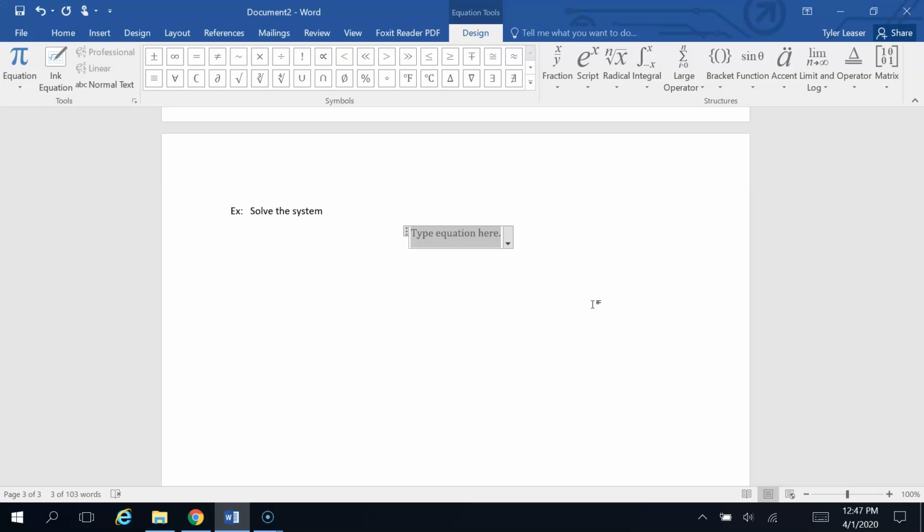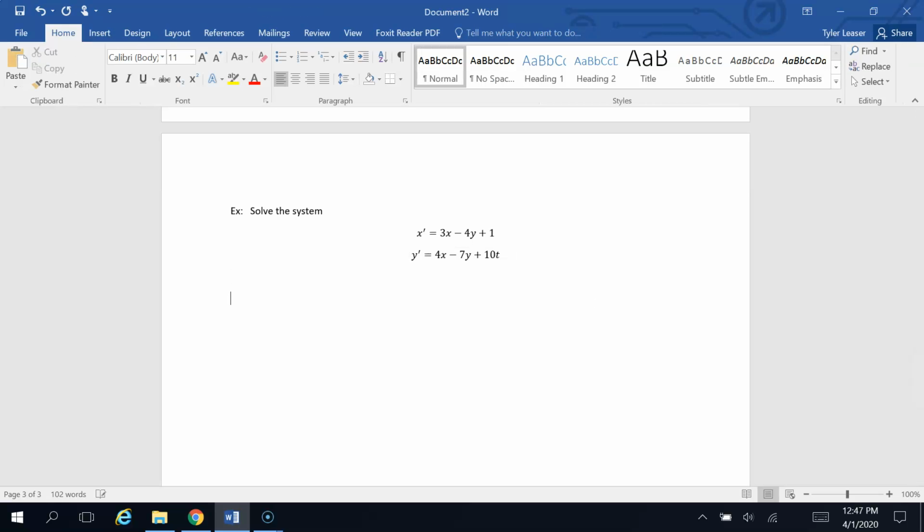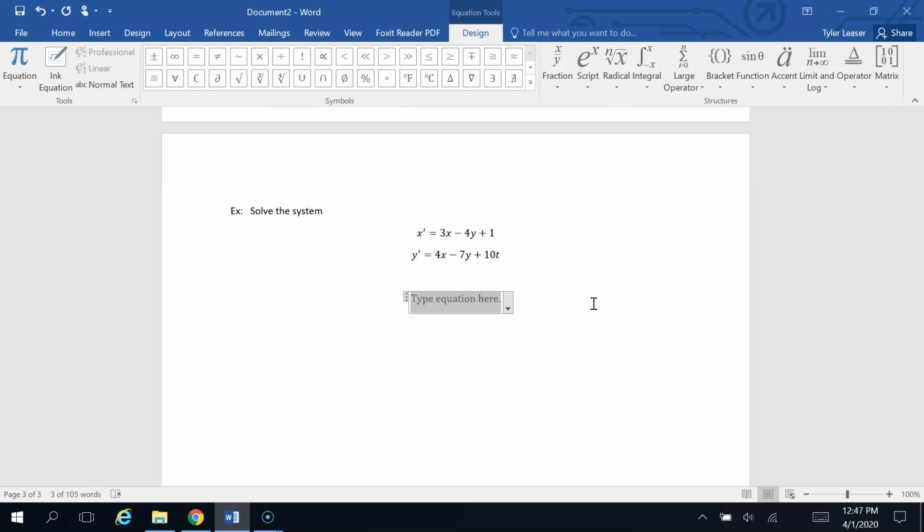So here's our two differential equations. x prime is equal to 3x minus 4y plus 1. And then my other equation here, y prime is equal to 4x minus 7y plus 10t. As it is, this is not written in that generic form that we saw in the last video, so let's rearrange this so that it is in that form.